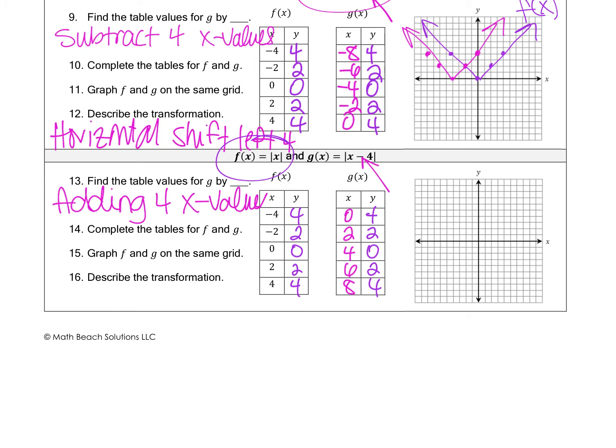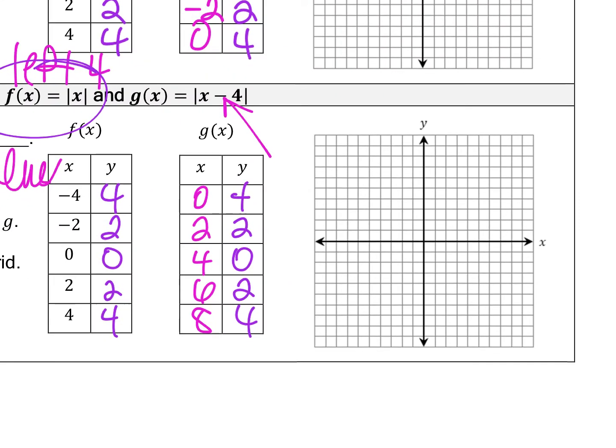So we're going to plot our points. So parent function, -4, 4. All those points are still the same as all the others that we've been graphing today. So that parent function is very important that you know. And then we're going to plot the new ones, 0, 4, 2, 2, 4, 0, 6, 2, and 8, 4.